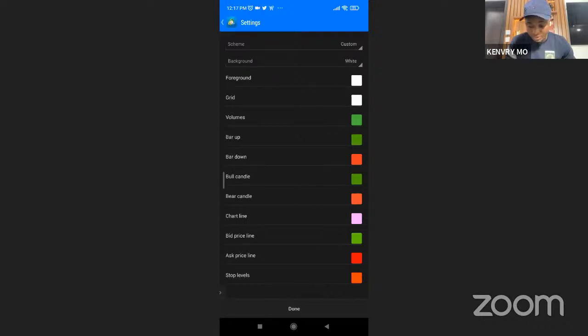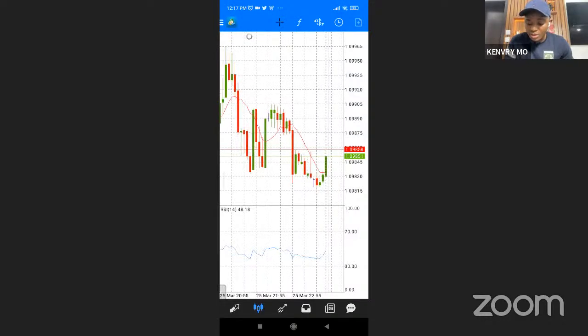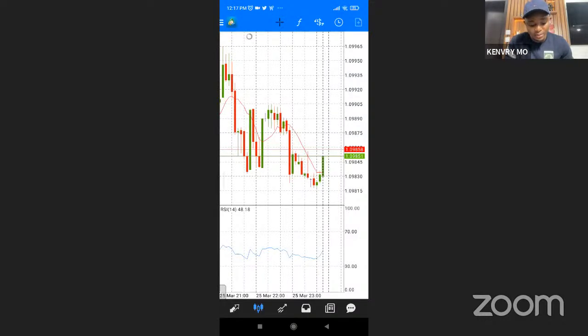Okay, good. I think everything is good. The only thing that didn't change is the grid, which refused to change foreground. I don't know why it didn't change. Okay, but let's click OK and see how it looks. So this is it. I believe it didn't change because the background is white. I don't know, but this is how it looks.